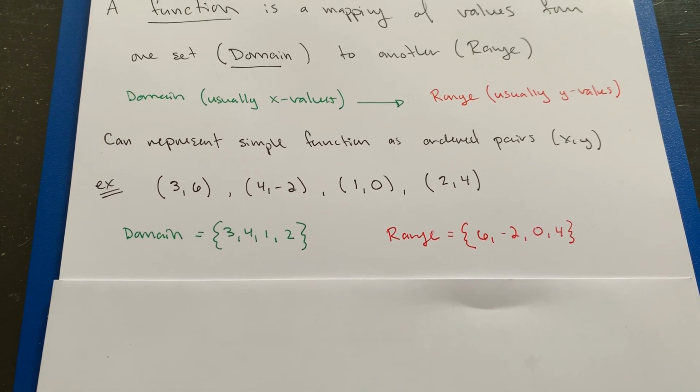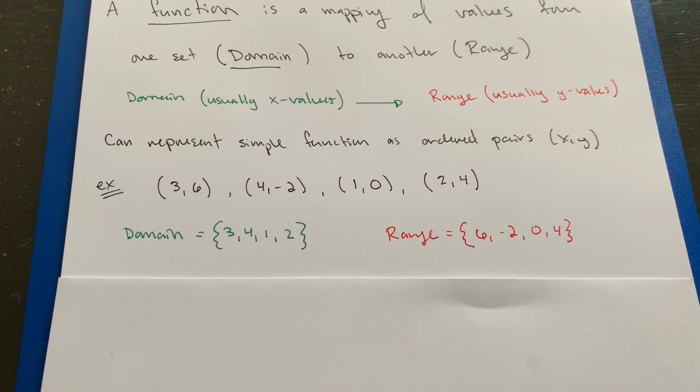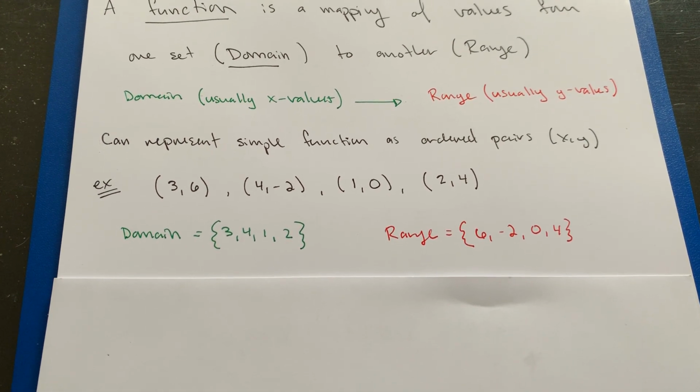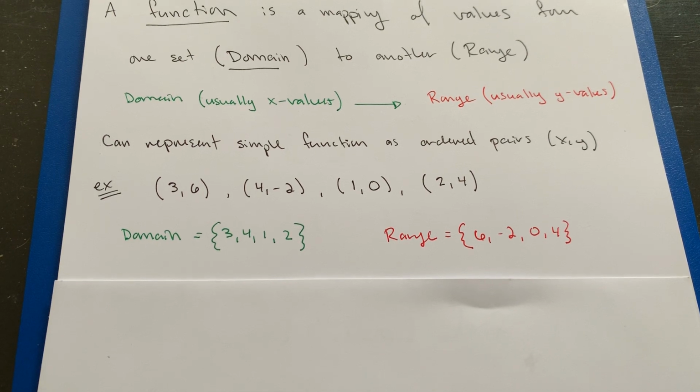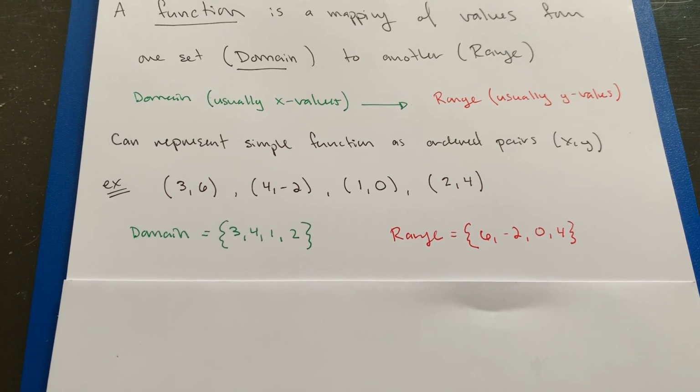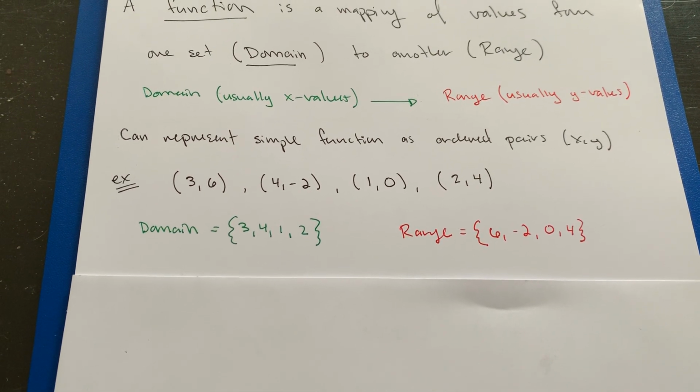It doesn't particularly matter. Knowing just the domain and the range values by themselves doesn't tell you what the actual correspondences are. You would still need these pairs to know which value goes where.